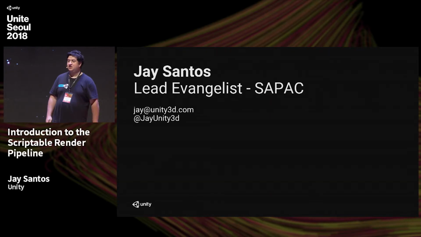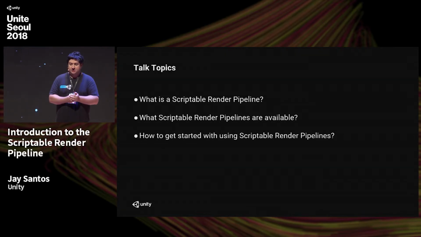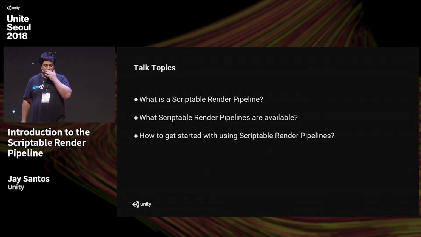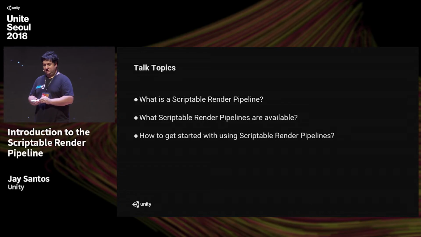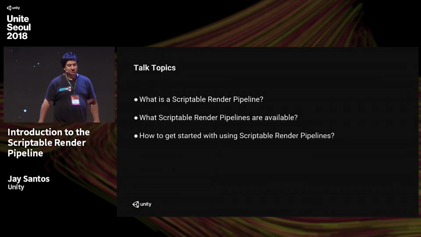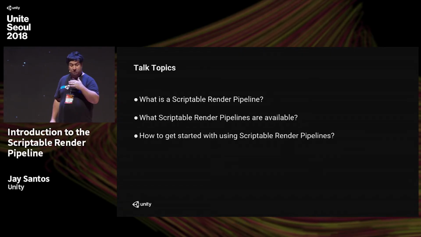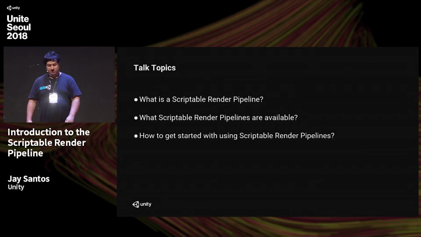So as I said, my name is Jay Santos. I'm Unity's lead evangelist for the South Asia Pacific region. Today we're going to talk about scriptable render pipelines, which is one of the most exciting new features coming in Unity 2018.1. We're going to talk about what a scriptable render pipeline is. From now on I'm going to say SRP for short, just to make things quicker. Then I'm going to show you a couple of SRPs that Unity has made available for you to start using and learn about. And then we're going to go over how you get started using scriptable render pipelines.